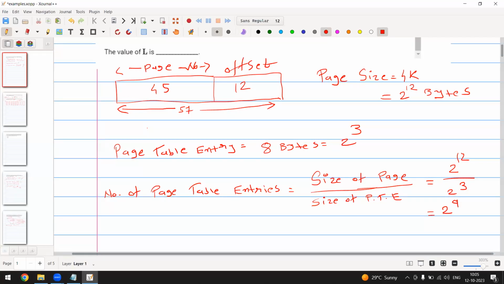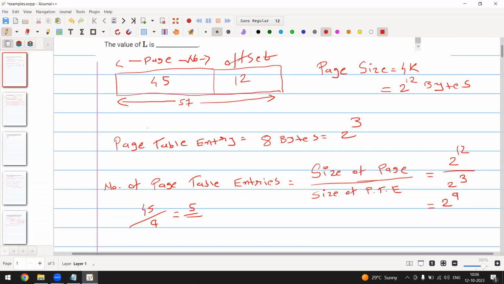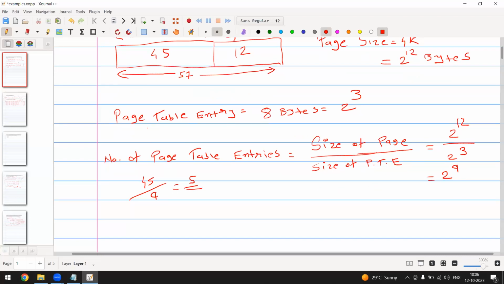So in total how many bits do we have? 45. And at each level we use 9 bits. So how many levels can we use? 45 divided by 9, that is 5. So we can use 5 levels of paging if our number of page table entries is 2 raised to 9.